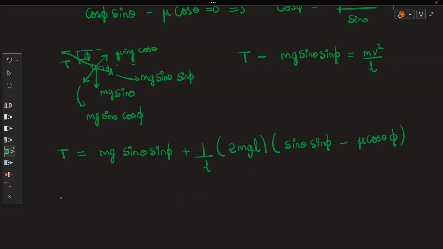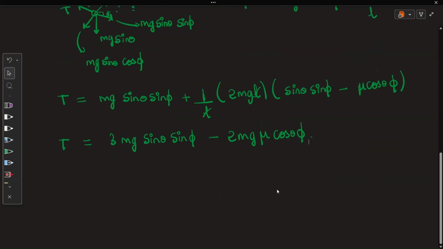Okay. So this T is nothing but, L gets cancelled. This 2 mg into sin theta sin phi plus mg into sin theta sin phi, 3 mg into sin theta sin phi minus 2 mg mu into cos theta phi. Okay. Now I have to maximize this.